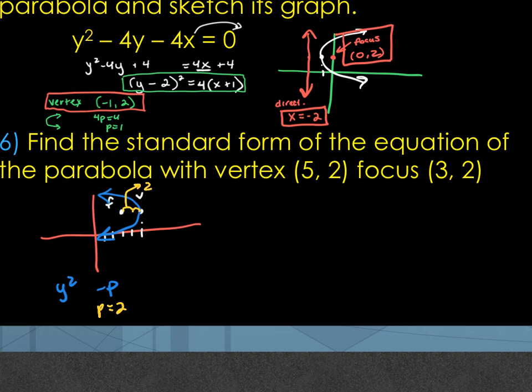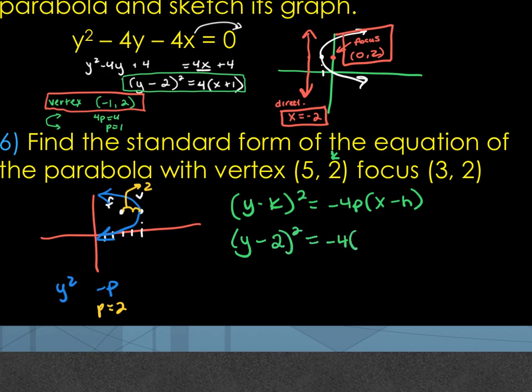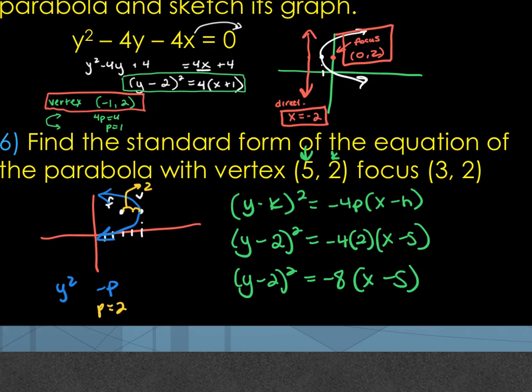If it's pointing left, I know it's a y. (y minus k) squared equals negative 4p times (x minus h). So this would be (y minus the k, which is 2) squared, equals negative 4 times p, which is 2, times (x minus h, which is 5). Simplify that, and I get (y minus 2) squared equals negative 8 times (x minus 5). And there's my equation.